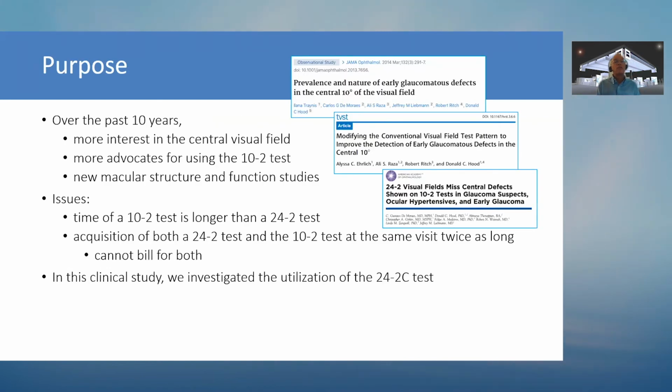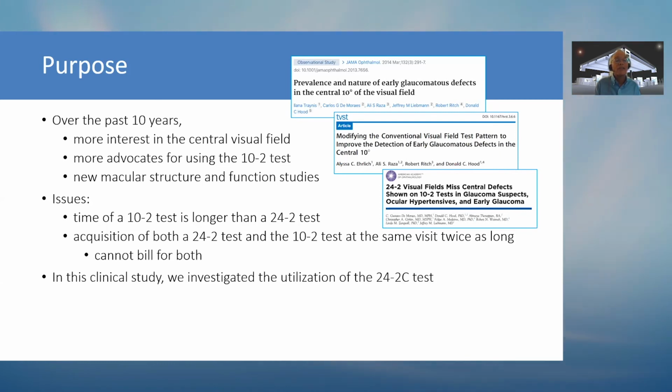Over the last 10 years, we've seen a trend towards trying to get more information out of the central visual field. It's been discovered that more patients are being found with small, subtle defects. A lot of that has to do with measuring the ganglion cell layers with OCT and trying to get the functional equivalent with a 10-2 test. But the issue with doing a 10-2 test is it runs longer than the 24-2 test.